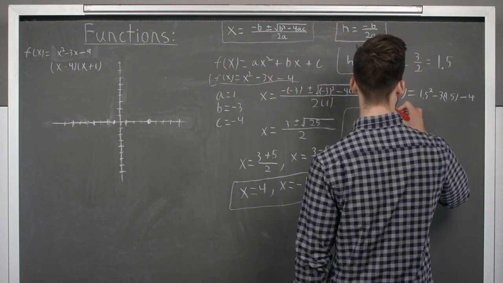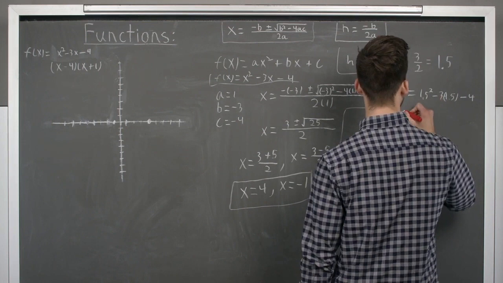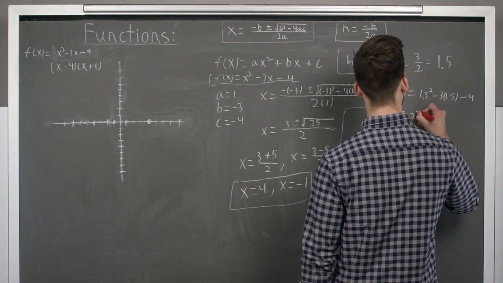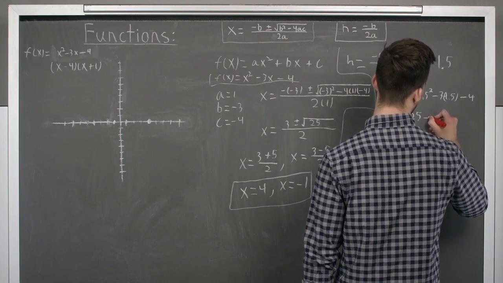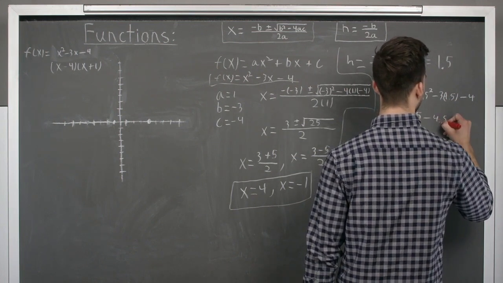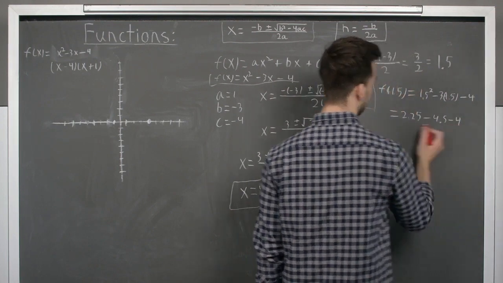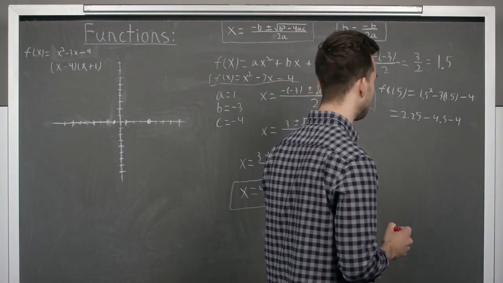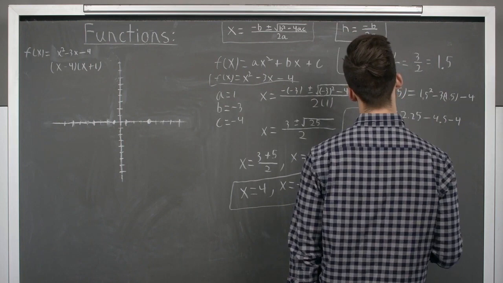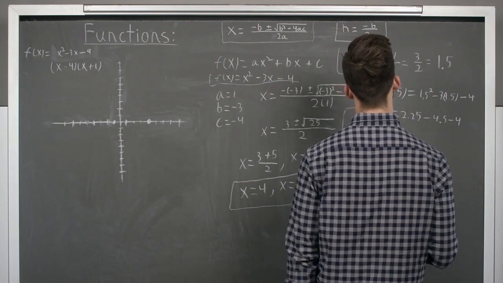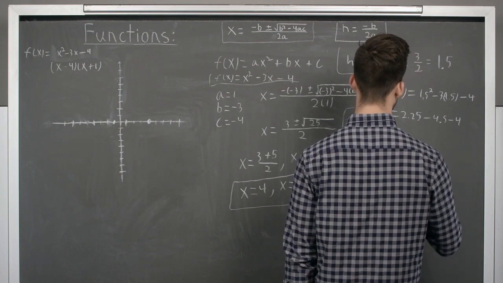So let's simplify that. 1.5 squared is 2.25. You can do that on your calculator. Minus 3 times 1.5 is minus 4.5. And then minus 4. If we add this up in our calculators, that will give us minus 6.25, I believe.